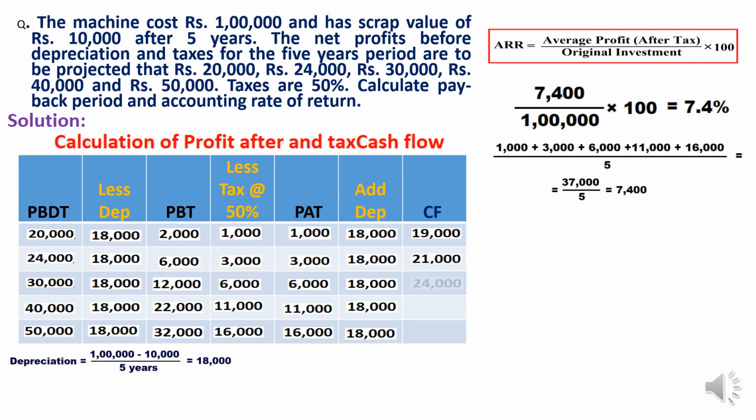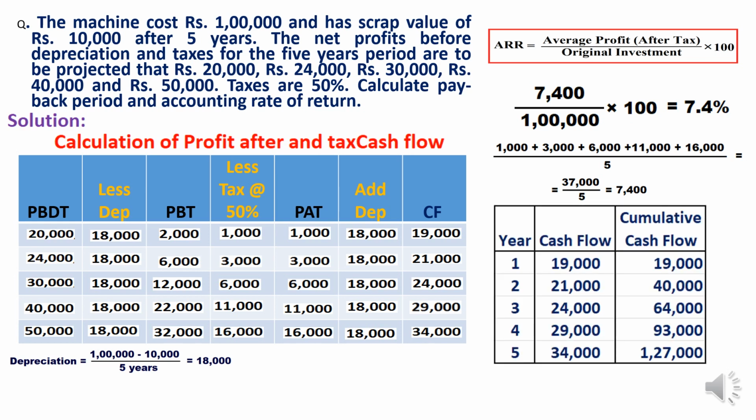First year cash flow is 19,000, then 21,000, 24,000, 29,000 and 34,000. Once you add depreciation, you will get cash flow. The question arises, why should we add depreciation? Because depreciation is a non-cash expenditure that should be added back to calculate the cash flow. Once you calculate this cash flow, you can calculate the payback period.